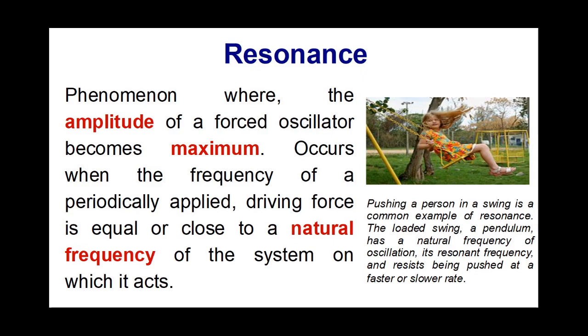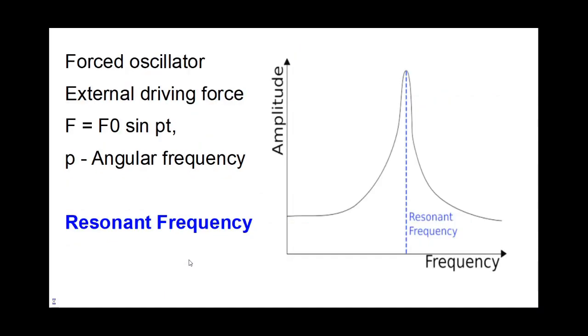Hello, welcome back. So we were discussing forced oscillations, where an external driving force is applied to sustain oscillations in a damped oscillator. Today let's discuss the topic of resonance. Resonance is a phenomenon where the amplitude of a forced oscillator becomes maximum. This occurs when the frequency of a periodically applied driving force is equal or close to the natural frequency of the system on which the driving force is acting.